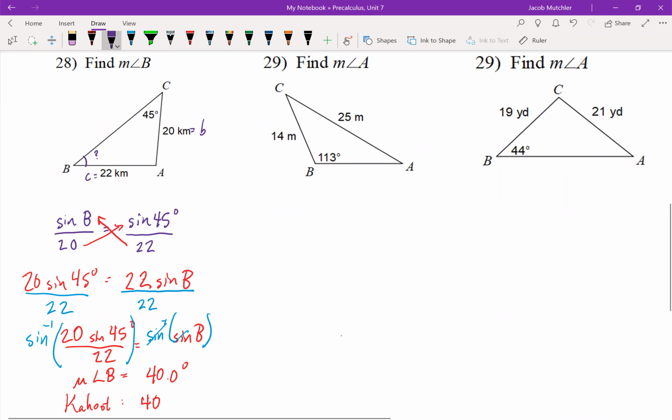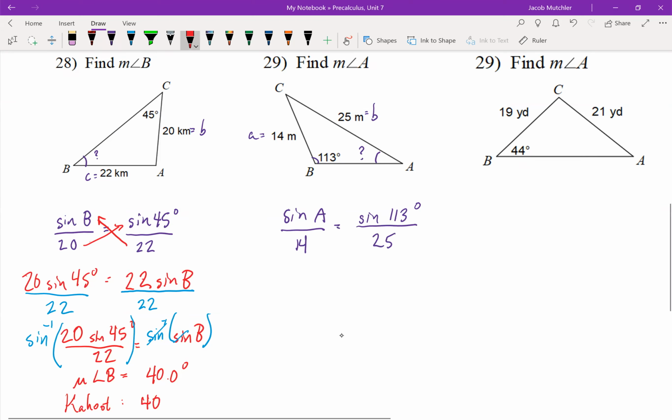Our second example, again, we're looking for an angle. So here I'm looking for the measure of angle A. So I'll start by marking it. And then I want to set it up like I had done previously. So sine of A over the opposite side, which is side A, 14 meters, equals, and then I'm going to find the pair that I have both the angle and the side. So B is there as an angle. I also have the side opposite is side B. So sine A over 14 equals sine of 113 degrees divided by 25.